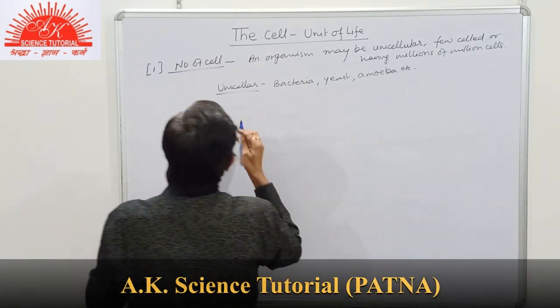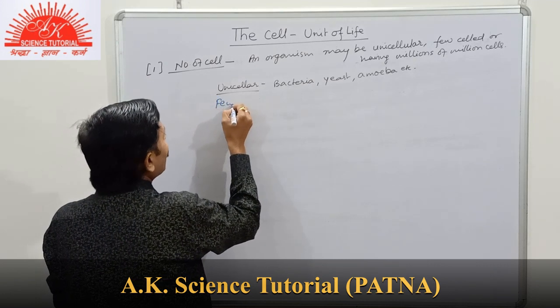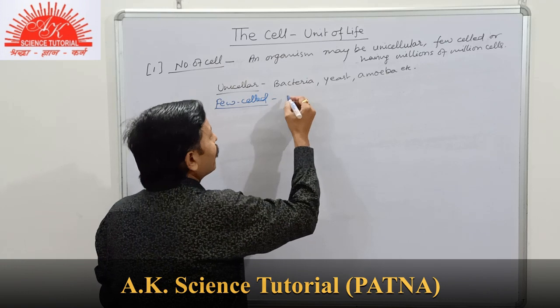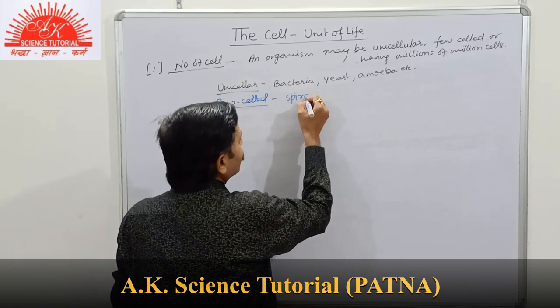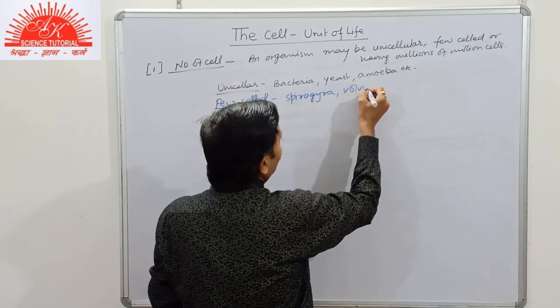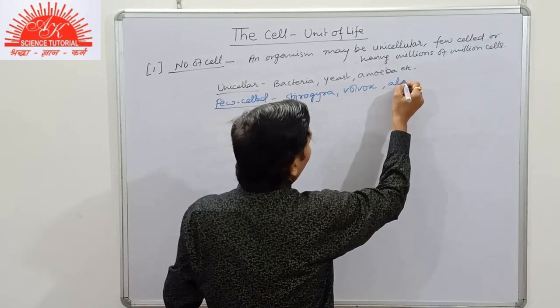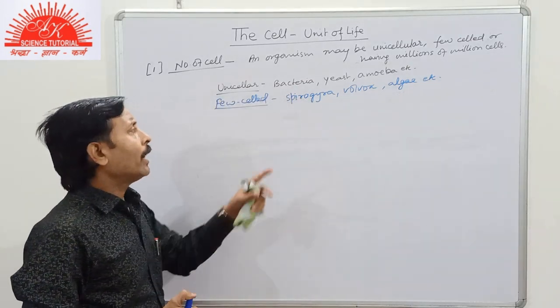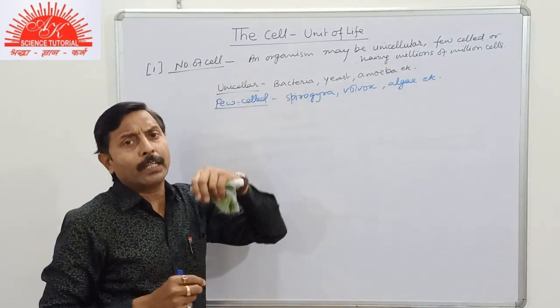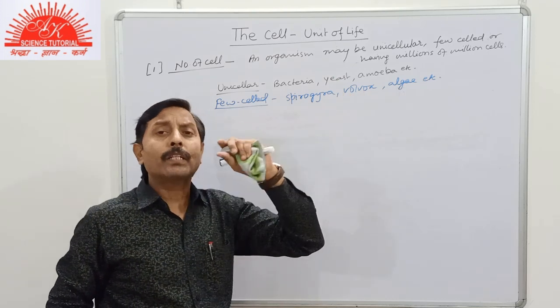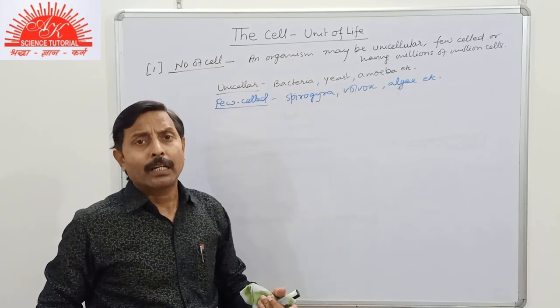Now, few celled. There may be spirogyra, volvox, algae, etc. Few cells. Like this is a kind of a stripe of cells. Similarly, these are living organisms in which there are few cells in their body.